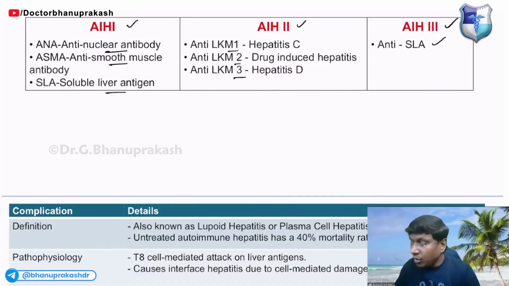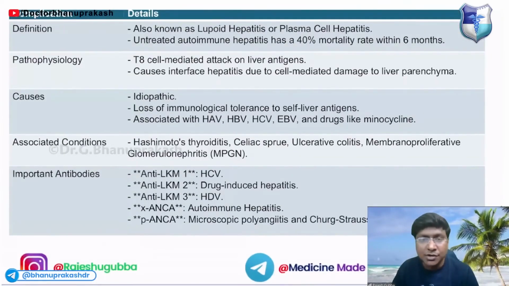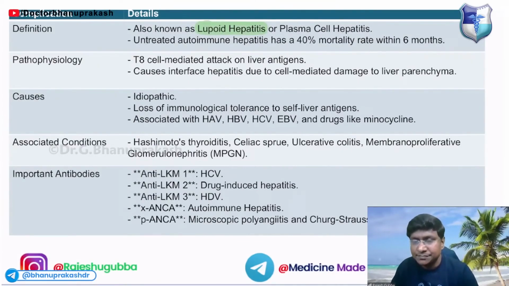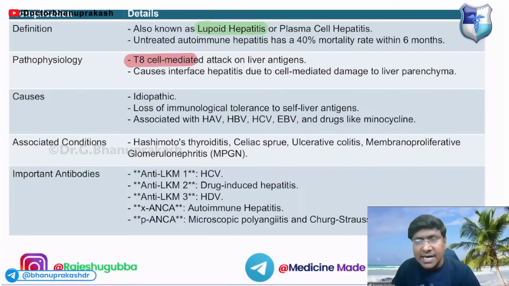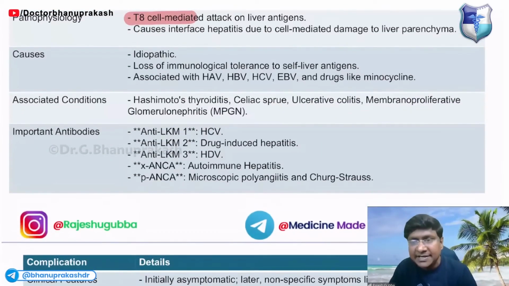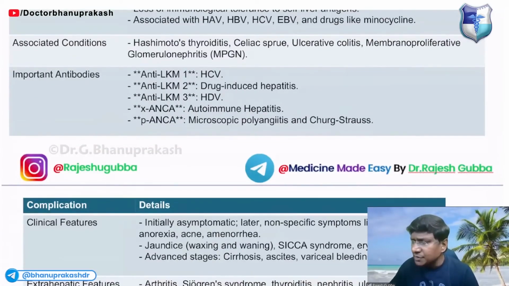Now, what are the questions that can be asked on autoimmune hepatitis? What is another name for autoimmune hepatitis? It is called lupoid hepatitis or plasma cell hepatitis. What could be the reason? Because there is an association with SLE. That is the reason why it is called lupoid hepatitis. And in the pathophysiology, which cells play an important role in the attack on liver antigens? That is the T8 mediated attack. What are the etiologies?